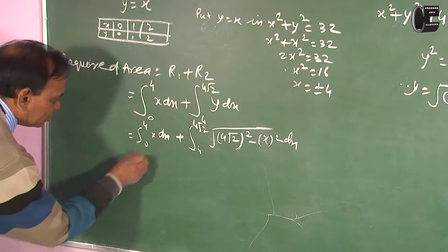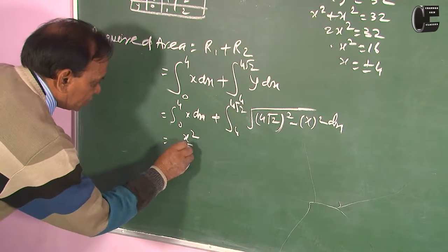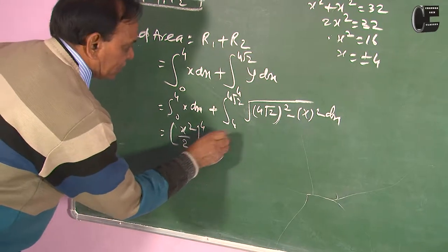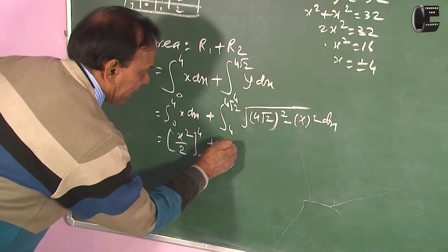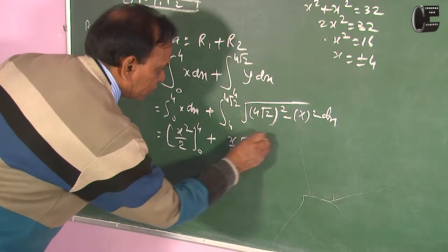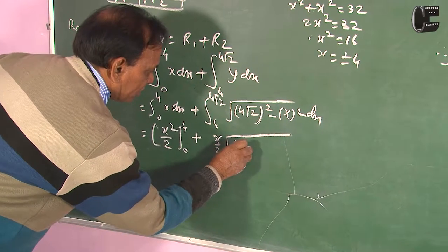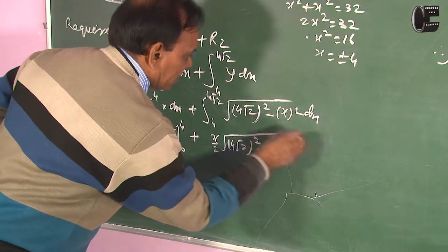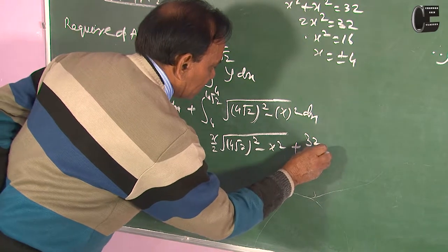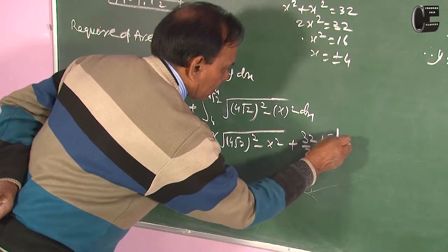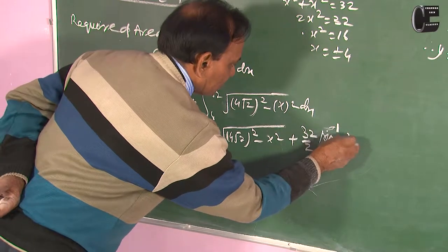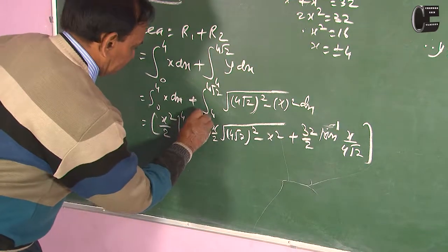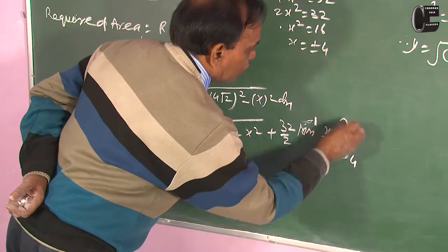Yes, the integral will be x square by 2, limit 0 to 4. And for this, applying the formula, x by 2 under root 4 root 2 whole square minus x square plus a square by 2 sine inverse x by 4 root 2, and put the limit 4 to 4 root 2.